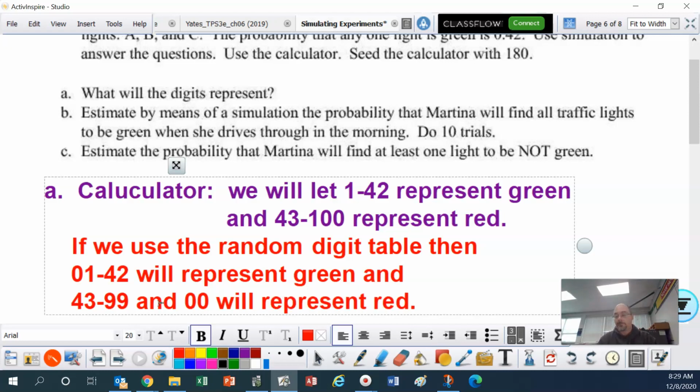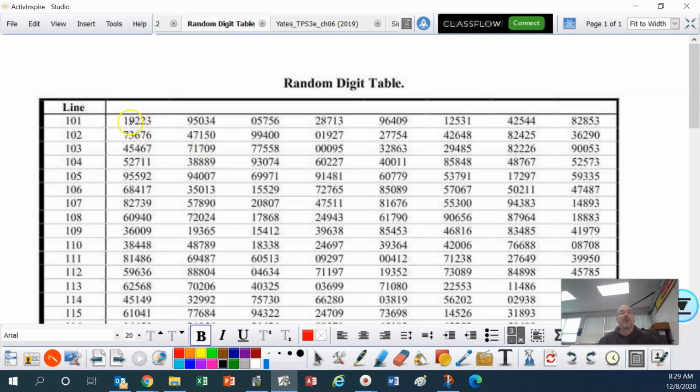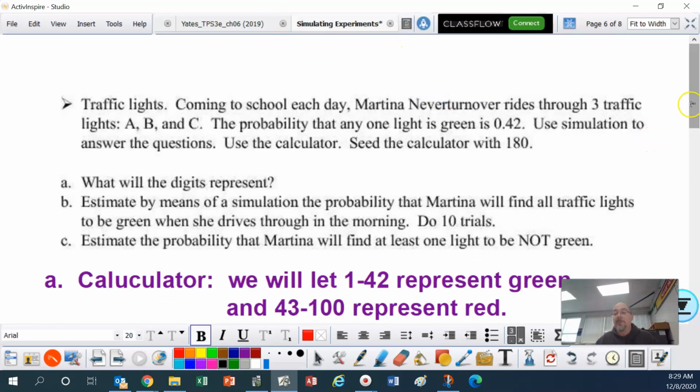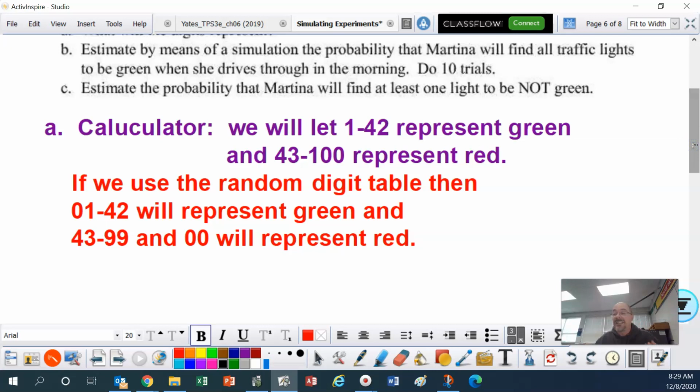All right, so again, if I'm using the random digit table, I want to use every 2 digits. So you have to have that 00 in there. I don't want to use 01 through 100 because that 100 is a 3-digit number if I'm using my table. But if we're using the calculator, we don't need to worry about the number of digits that represent something. Okay, so that's part A.